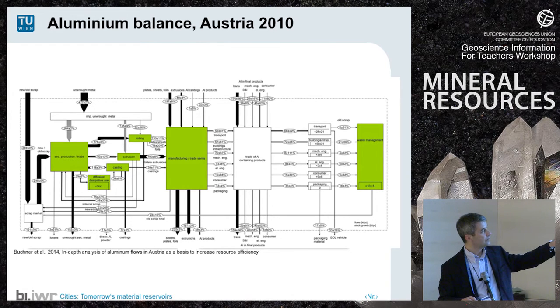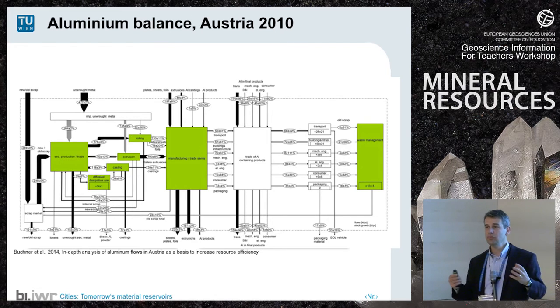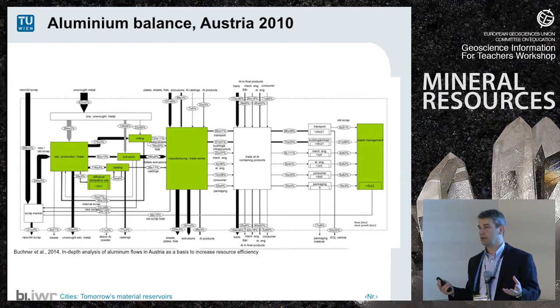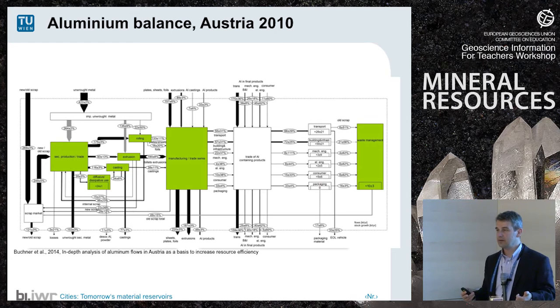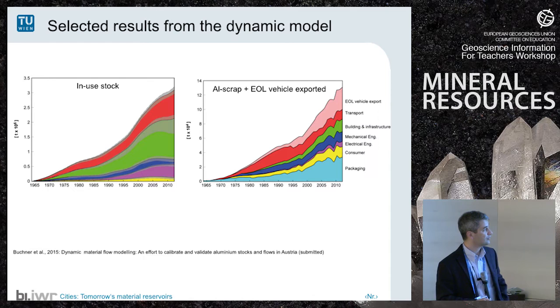And this is the first step that we use to analyze the situation, to understand what is going on, in this case with respect to aluminum. But we don't do this for 1 year, we do this for several years, and we produce dynamic models, so models that change over time. One of the results of such a model is that we can estimate the build-up of the anthropogenic stock of, in this case, aluminum.